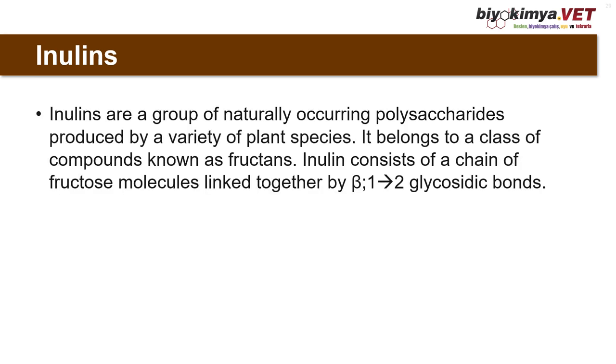And the last homopolysaccharide, inulins. Inulins are a group of naturally occurring polysaccharides produced by a variety of plant species. They belong to a class of compounds known as fructans. Inulin consists of a chain of fructose molecules linked together by beta 1-2 glycosidic bonds. And these compounds fall under the category of dietary fibers called fructans.